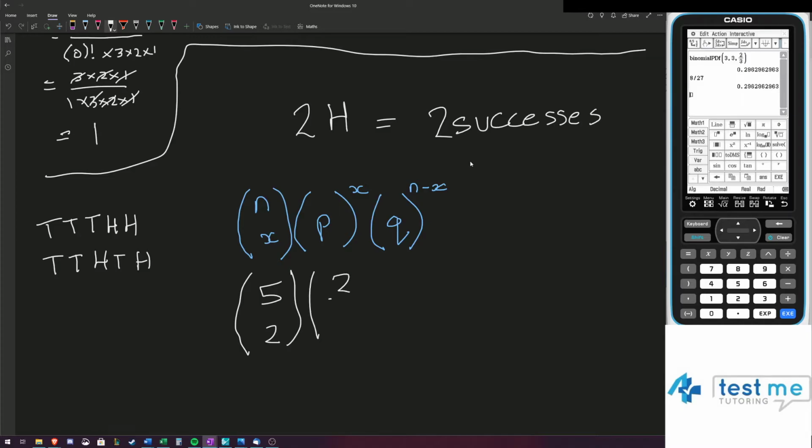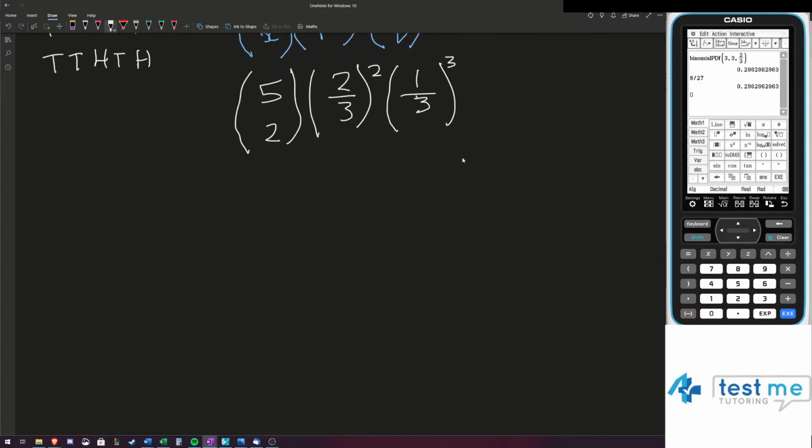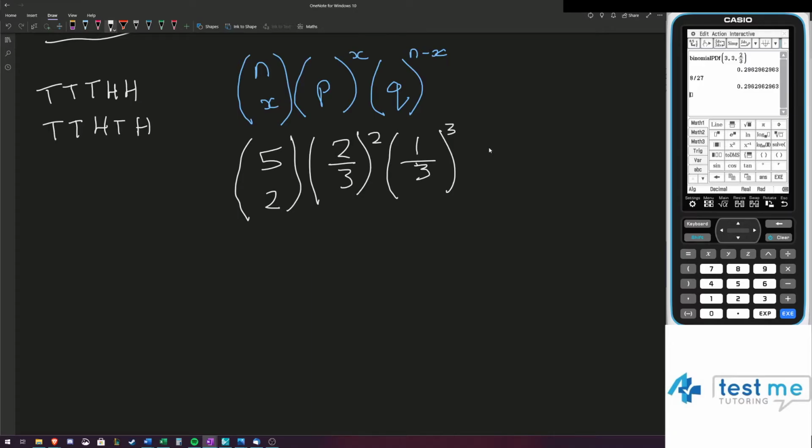So the success probability again is 2 over 3. We're using that biased coin. And our success, we want 2. Therefore, our 1 over 3 is going to be to the power of 5 minus 2, which is 3. Just a quick check, something we always need to make sure of: these two powers must always add up to n, the top value.